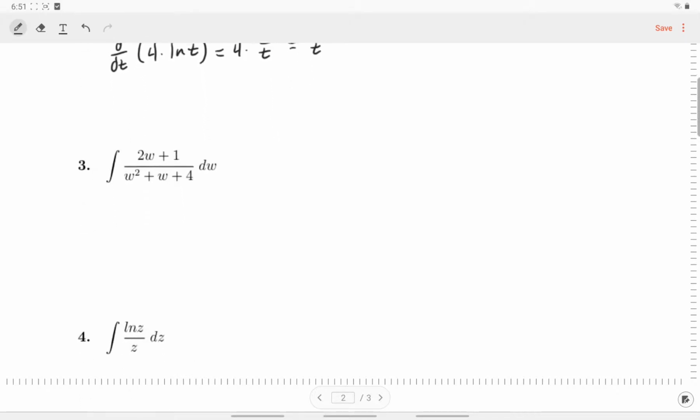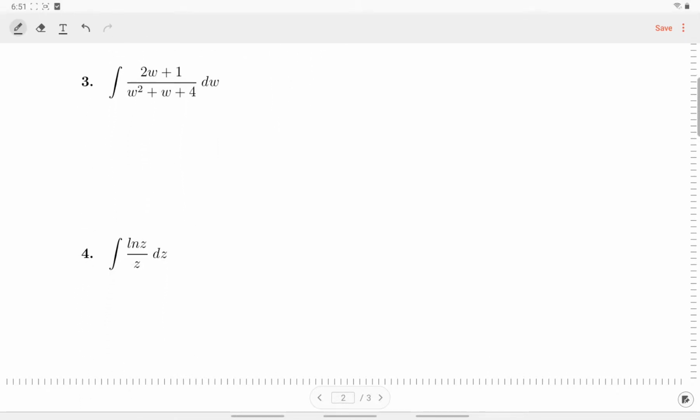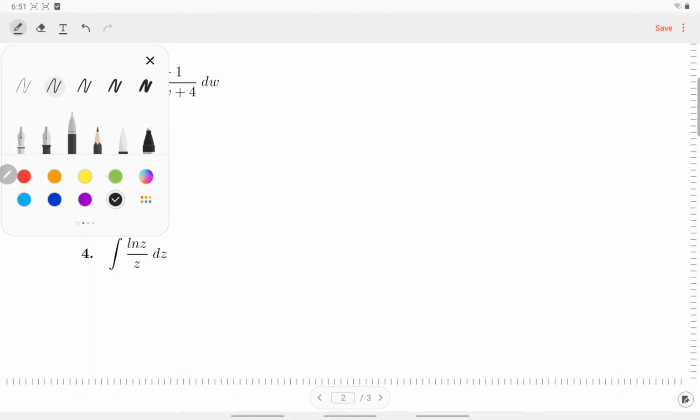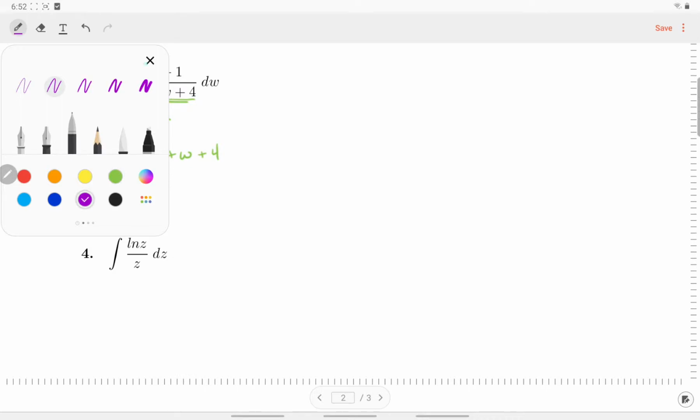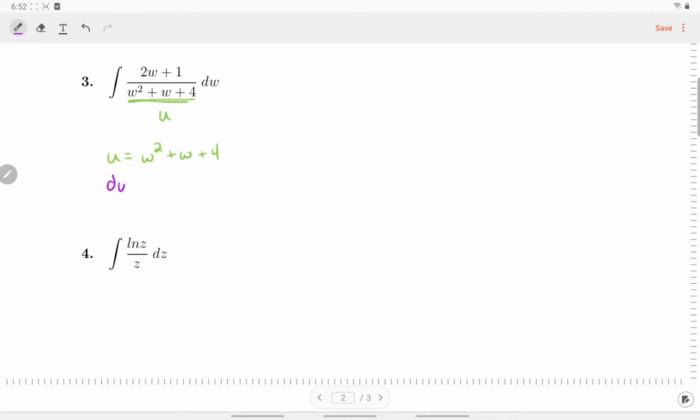All right, let's look at some examples of integrals. At this point, really our only method is substitution. So let's try that. I look at this first one and I think, that denominator looks kind of messy. So maybe I could replace that denominator with u and something nice will happen. I'm going to let u be w squared plus w plus 4. Now hopefully this gives me a nice du to work with. Well, that makes du 2w plus 1 dw.